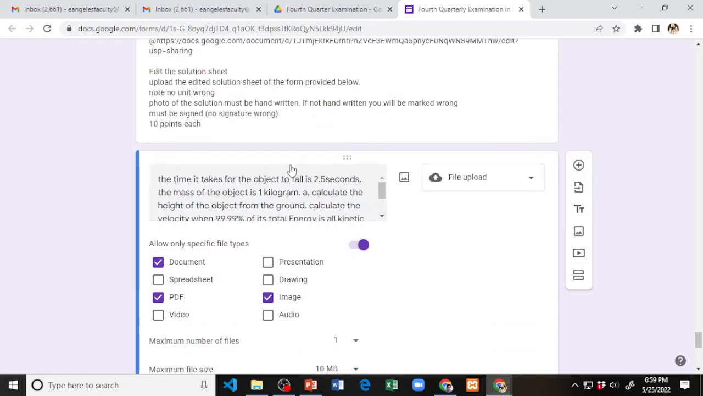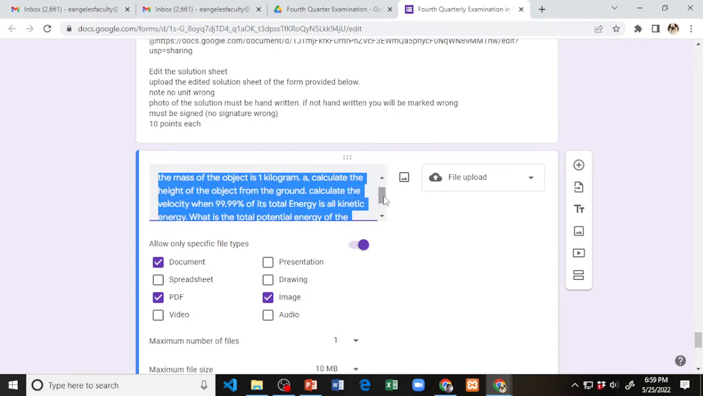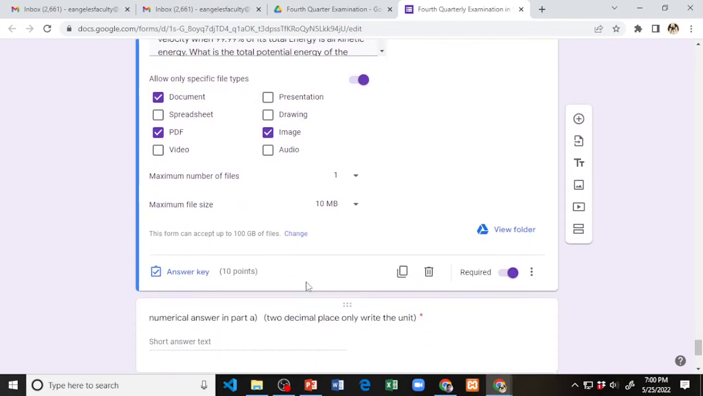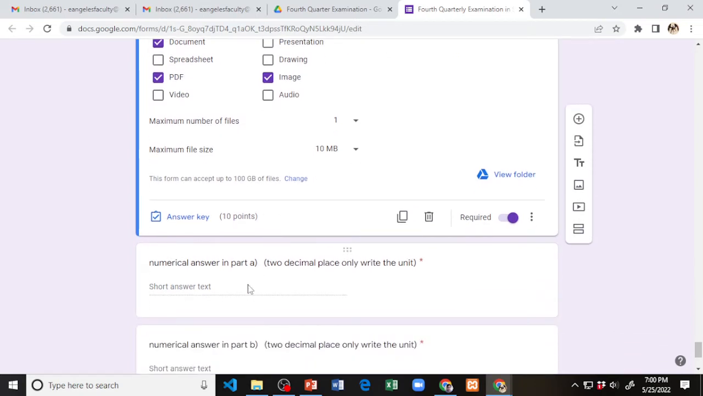So the time it takes for the object to fall is 2.5 seconds. All right. So the mass of the object is 1 kilogram. Then A, calculate the height of the object from the ground. Second, calculate the velocity when 99.99% of its total energy is all kinetic energy. So what is the total potential energy of the system? So there are three questions here, and you type the answers right here and upload the solution.